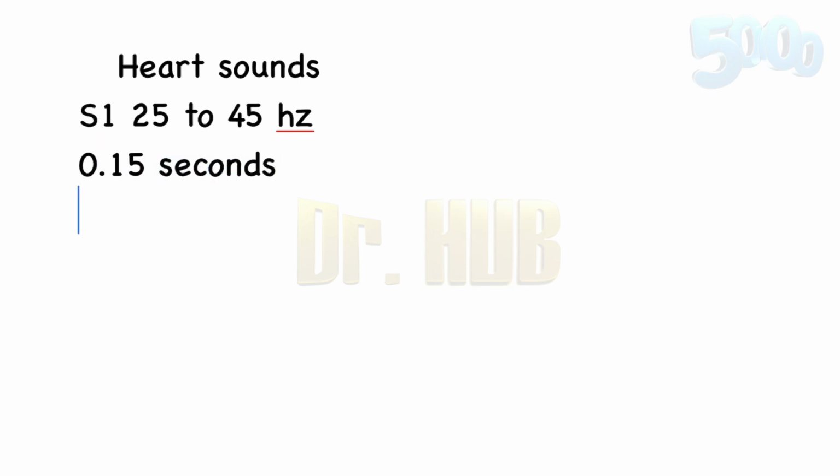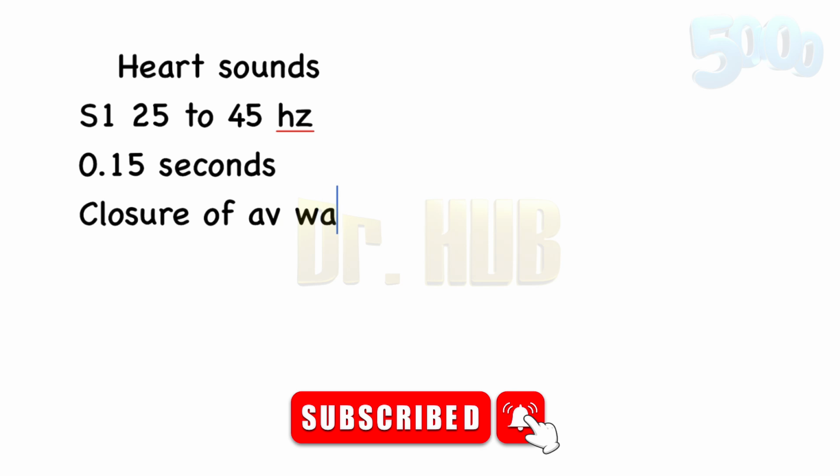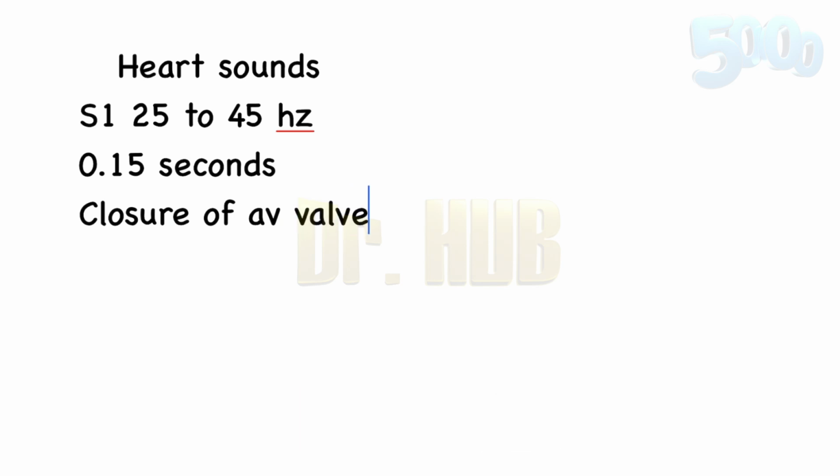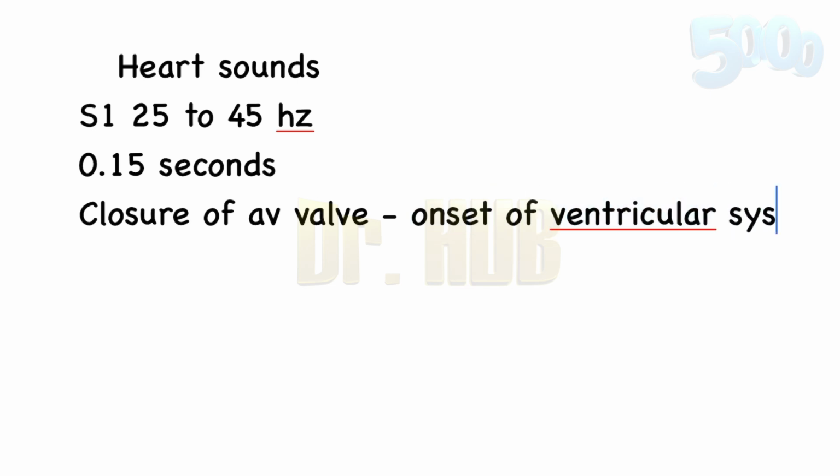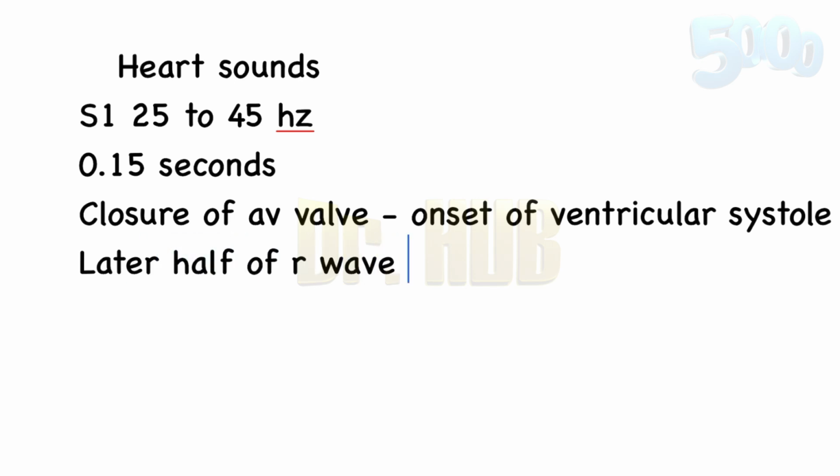So what are the associated events? It is the closure of the AV valve and the onset of the ventricular systole. Then we have the ECG correlation. The ECG correlation is the later half of the R wave.